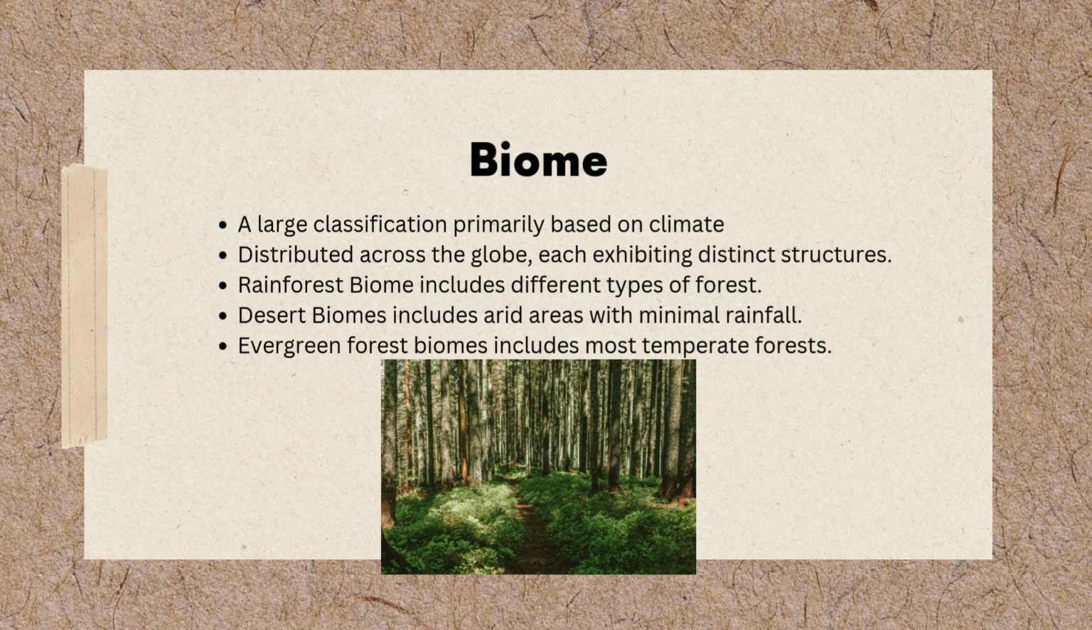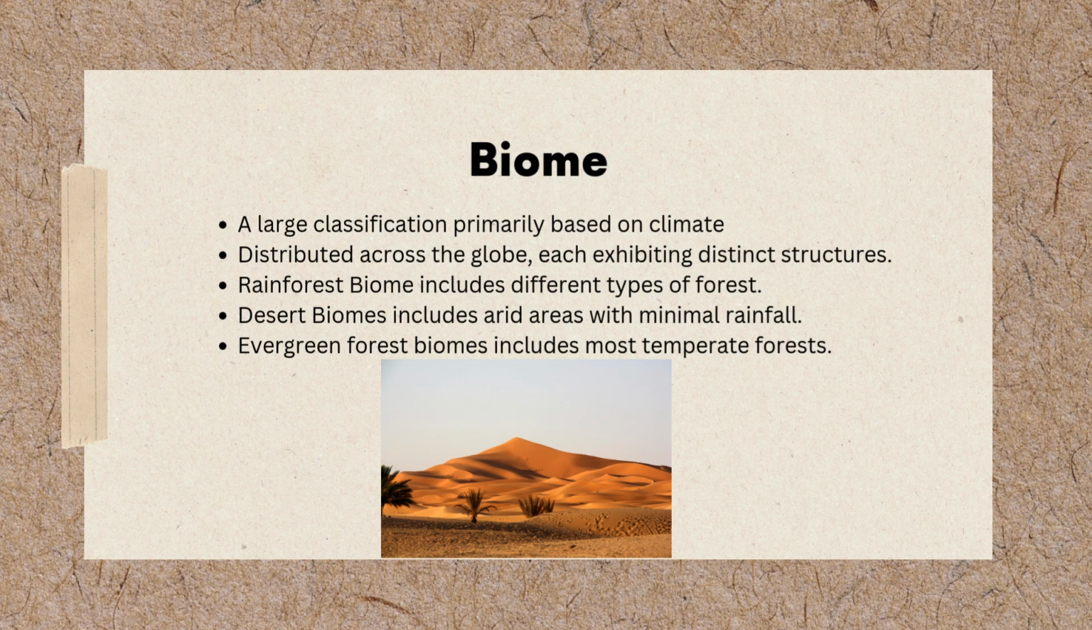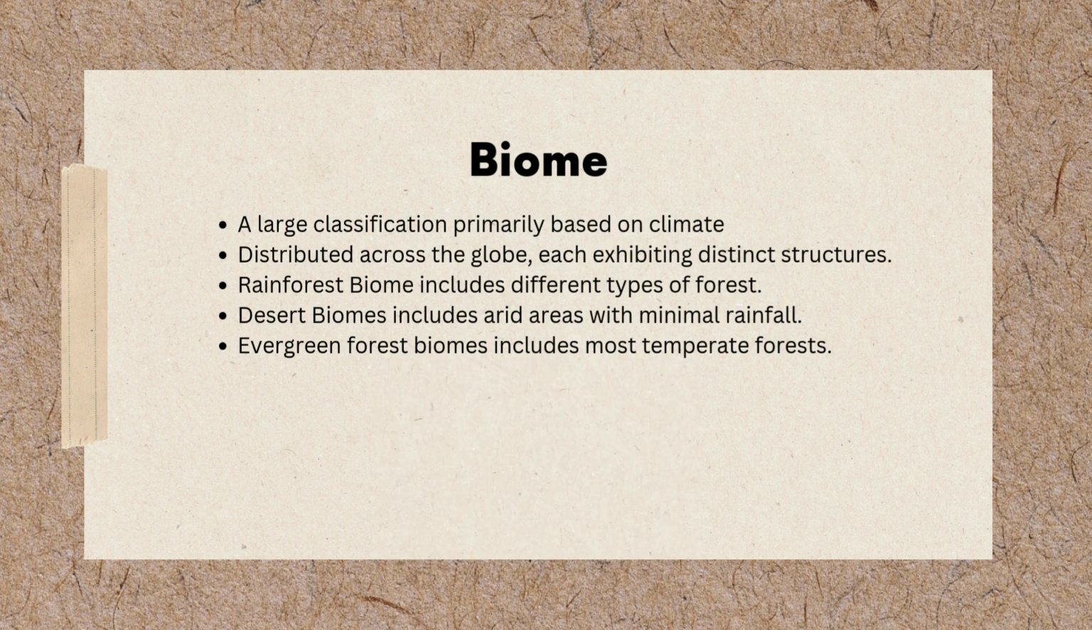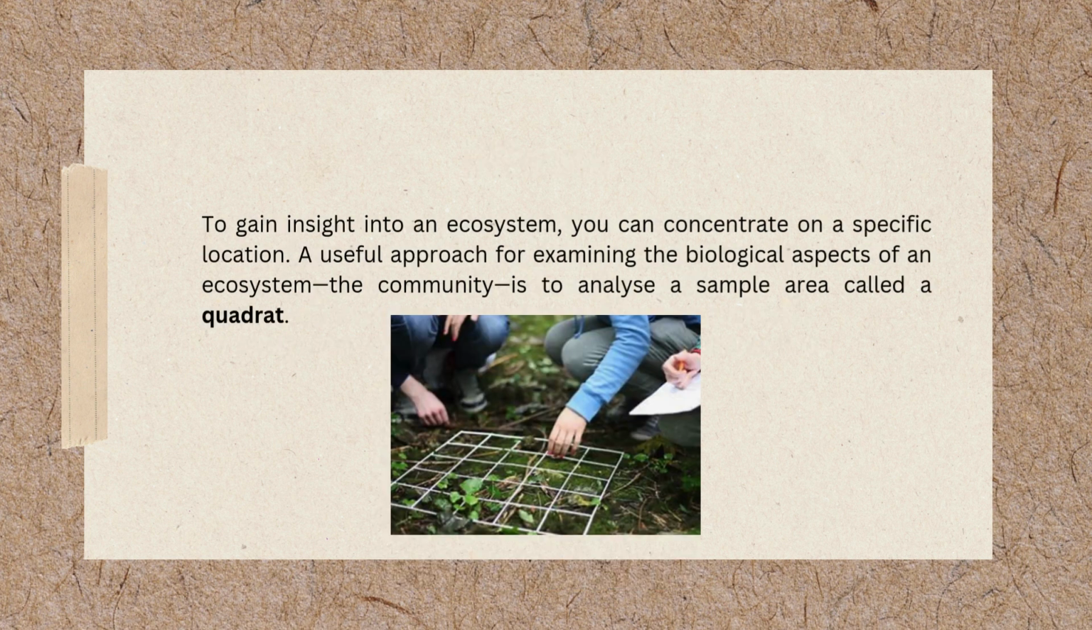Conversely, the desert biome occurs in arid areas with minimal rainfall. Some deserts, like the sandy Sahara, have limited plant life, while others in Australia are characterized by dry shrublands. Most temperate forests in Australia are classified as evergreen forest biomes. To gain insight into an ecosystem, you can concentrate on a specific location.